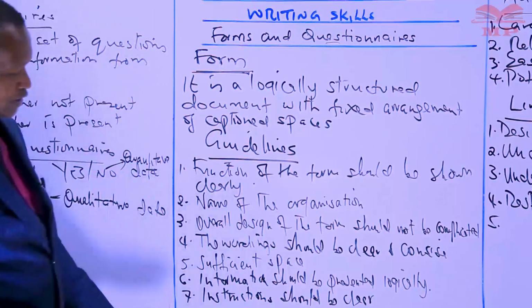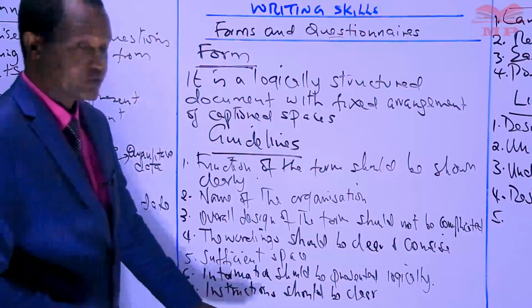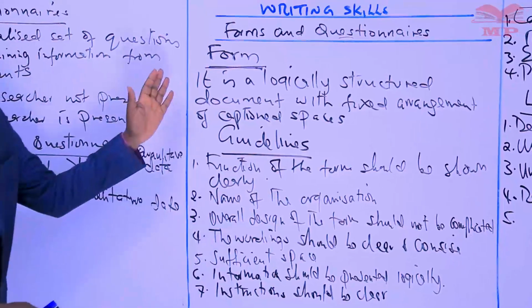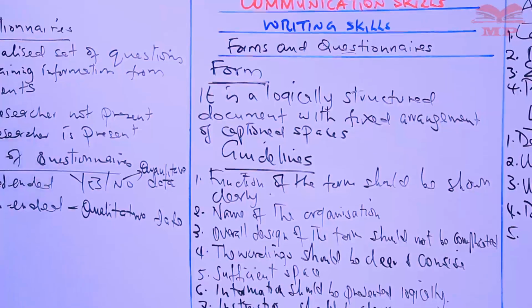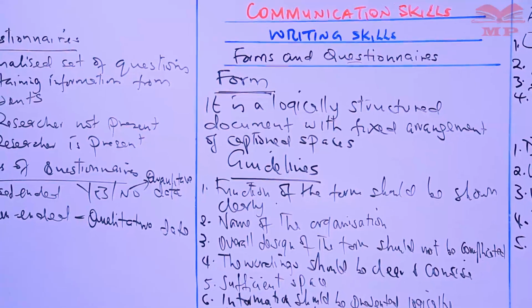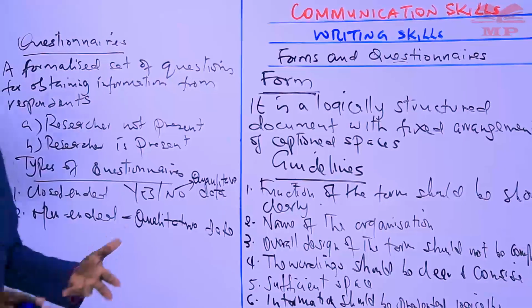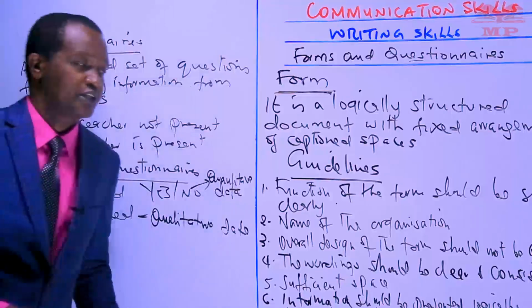So number 7, we learned that instructions should be clear. The instructions on the form ought to be clear. So these are the guidelines that one has to follow when developing a business form. Then we've defined what is a questionnaire. We say that a questionnaire is just a list of questions that are used to obtain information from respondents.